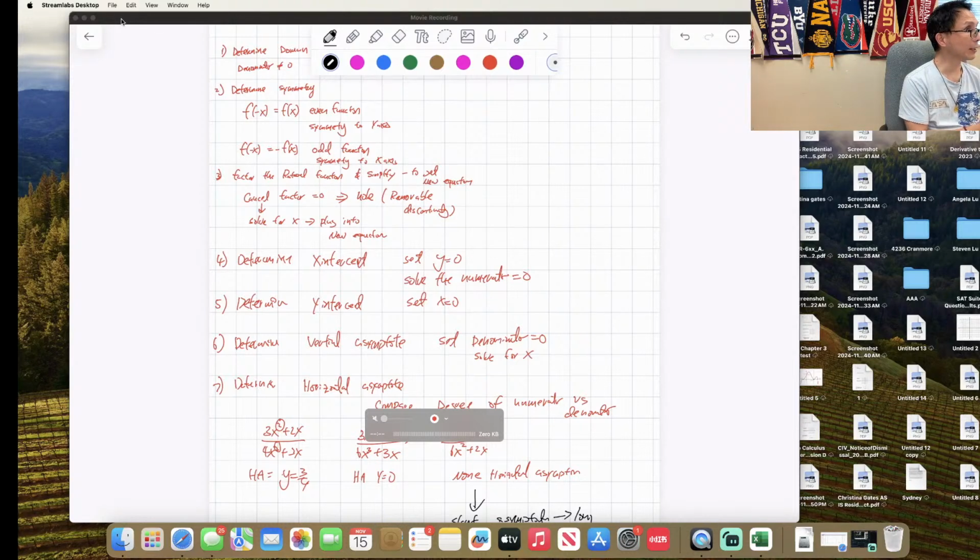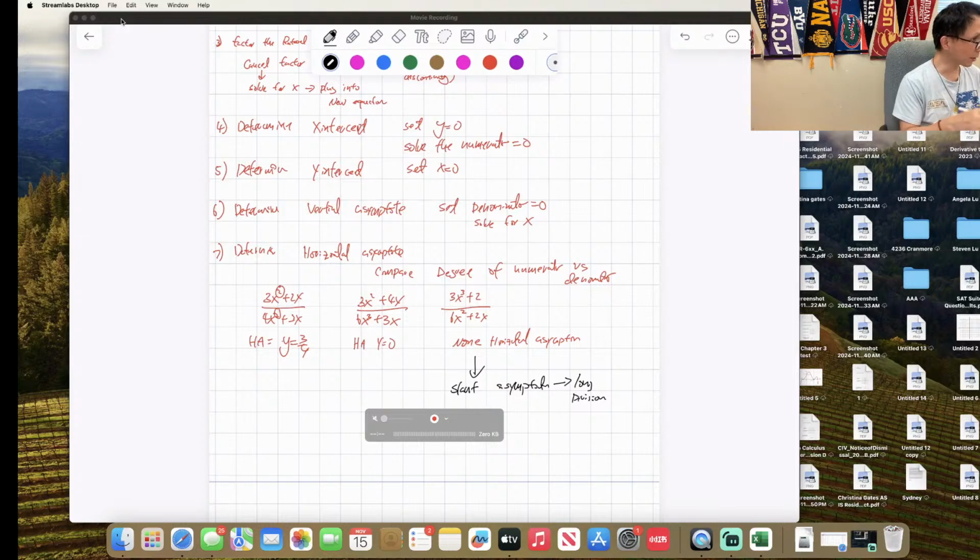You can determine the x-intercept by setting the numerator equal to 0. The y-intercept is found by plugging in 0 for x. The vertical asymptote is found by setting the denominator equal to 0 and solving for x. For the horizontal asymptote, compare the degrees. So this is all about yesterday's homework.